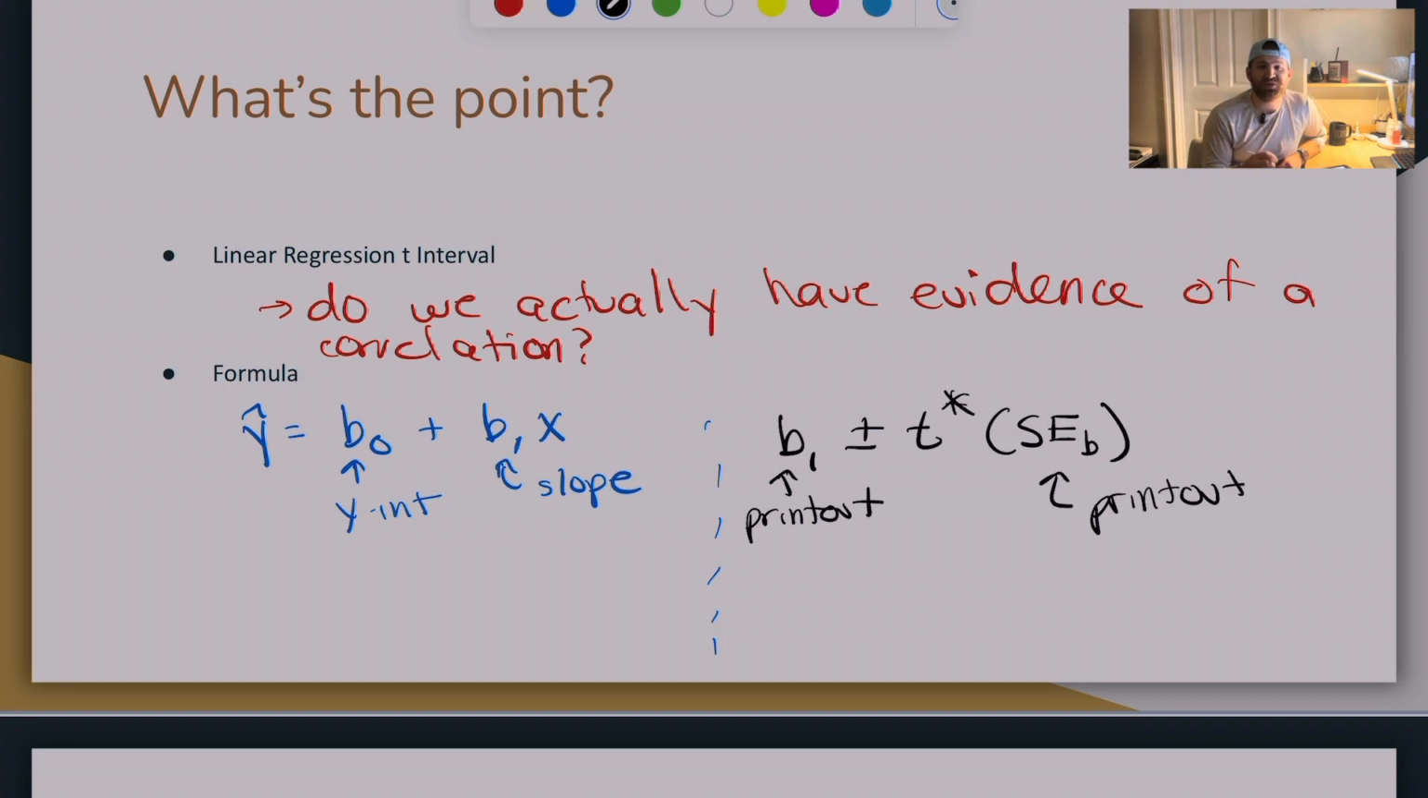The biggest thing to be careful of in these questions is to make sure you're looking at the correct row in the printout and that you're looking at the slope and you're not looking at the y-intercept.